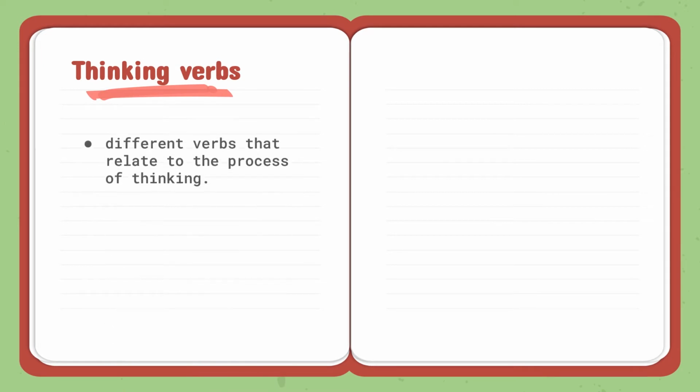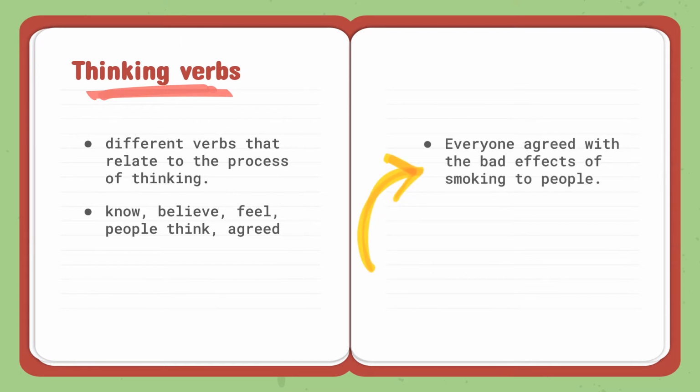Thinking verbs. Different verbs that relate to the process of thinking. Know, believe, feel, people think, agreed are some of the examples of this. Our sentence: everyone agreed with the bad effects of smoking to people. Agreed is our thinking verb.